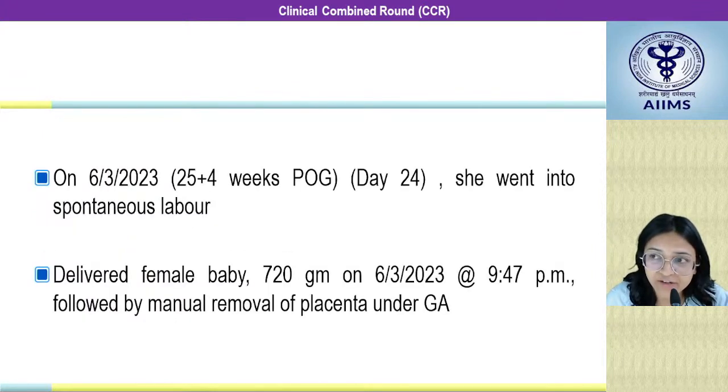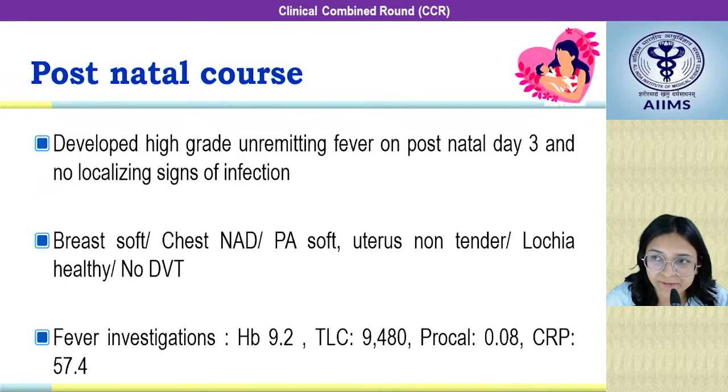After 2 days, at 25 weeks of gestation, she went into spontaneous labor and delivered vaginally a female baby of 720 grams, followed by manual removal of placenta under GA. In her postnatal period, she developed high-grade unremitting fever with chills, which was responding to injection PCM. However, there were no localizing signs of infection. On examination, the breast was soft, the chest had nothing abnormal, the per abdomen was soft, the uterus was non-tender, lochia was healthy, and there were no signs of DVT.